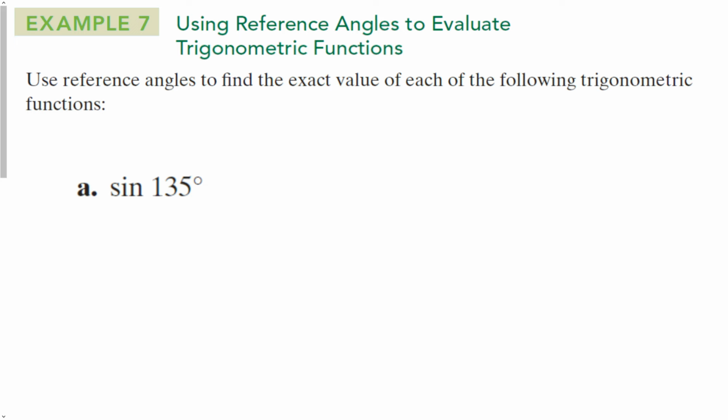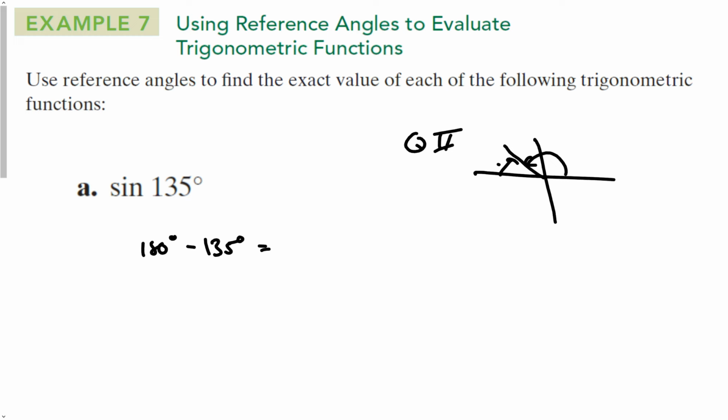So, sine of 135 degrees. Find the reference angle. First, where's 135? Well, 90, 180, so 135 is like that. So I know it's in quadrant 2. Now I find the reference angle. In quadrant 2, I take 180 degrees minus 135 degrees, and I get that this angle right here, if this is 135, going all the way to 180, subtract it off, and we get 45 degrees.